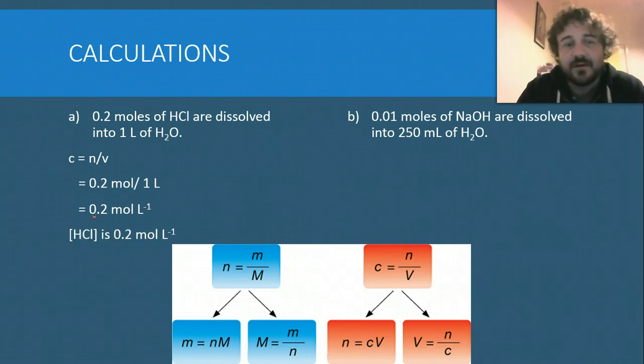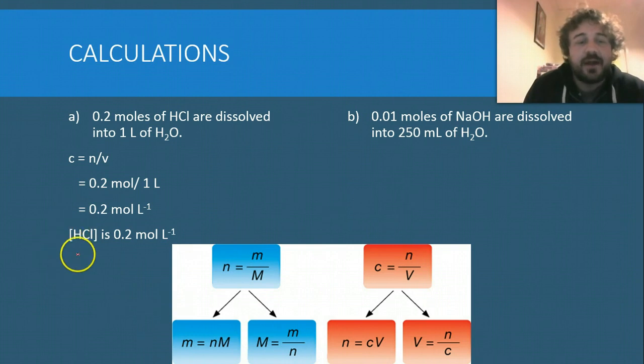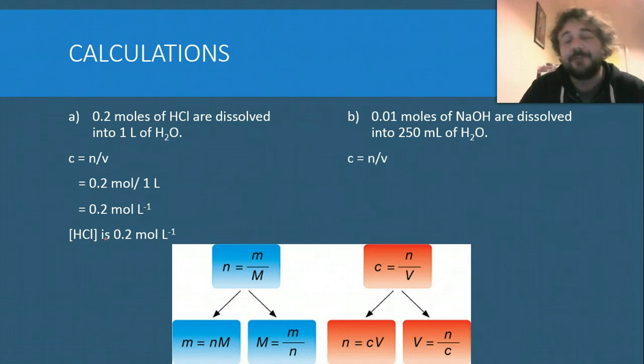Okay, so this square brackets, that's how you write concentration. Square brackets means concentration in this case. All right, so C equals n divided by V.